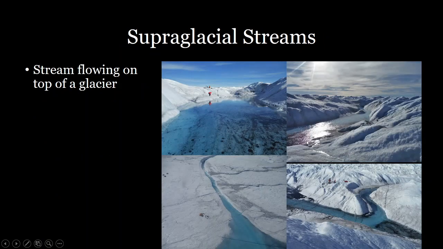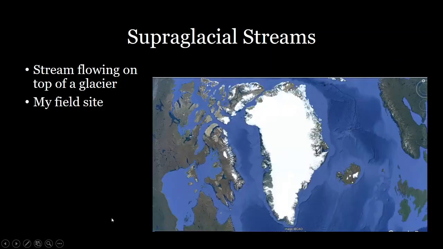So next, let's talk about superglacial streams a little bit. So superglacial streams are streams flowing on top of a glacier. They're one of my favorite features on a glacier just because I study them specifically. So these are superglacial streams in Greenland from our study site, where we visit each summer to record the amount of flow through these systems.